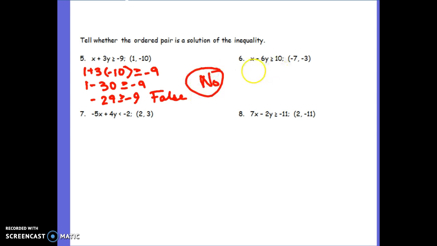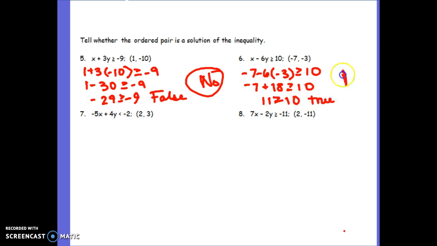Number 6, our x value is negative 7, minus 6 times our y, negative 3, I had that backwards. So negative 7 minus 6 times negative 3 is greater than or equal to 10. Negative 7 plus 18 greater than or equal to 10. We've got 11 is greater than or equal to 10. That's true. So this is a yes.